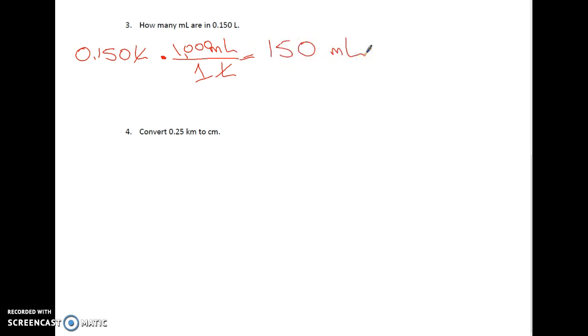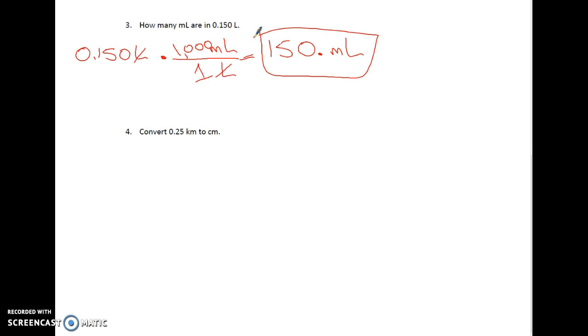But remember to think about significant digits. This number has 3 significant digits. Written like this only has 2. So all you have to do is put a decimal point there, and that gives you 3 significant digits, and that gives you your answer, 150 milliliters with a decimal point.